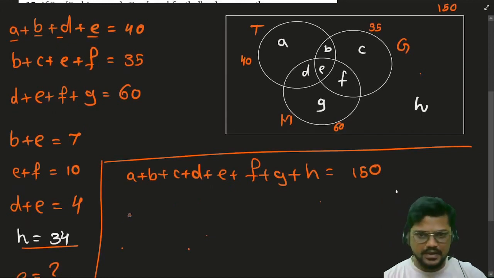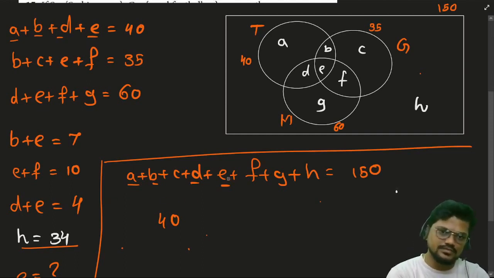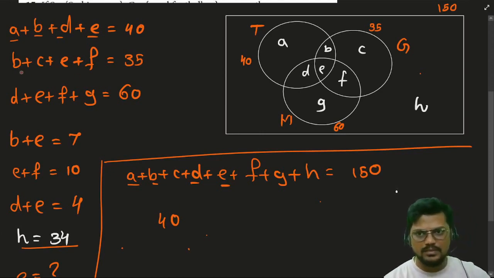So A plus B plus D plus E. A plus B plus D plus E equals 40. So I have written 40. Fine. For this all. Now, okay. This I have written. Now again B plus C plus E plus F.